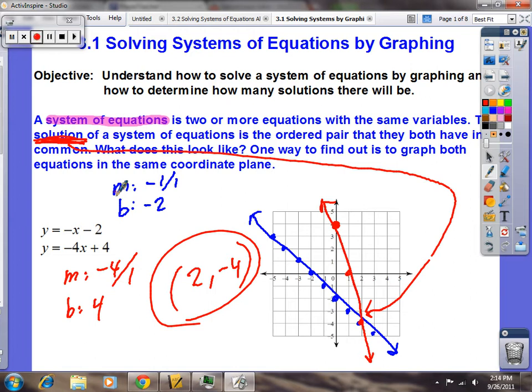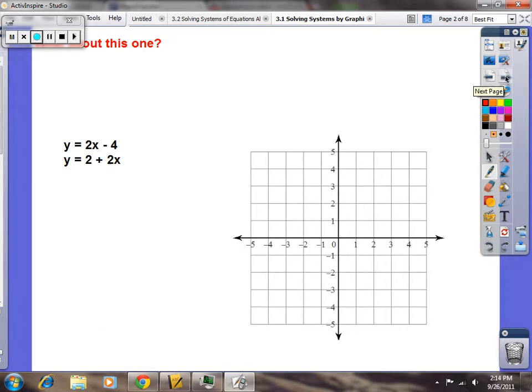So, Marcos, you see all these dots? Each line has an infinite number of dots. But if you graph them together, there's only one dot that they have in common. That's it. Does that make sense? It's where they cross. It's where they touch. Brandon, you alright with that? Okay, try this one right here. What if they don't cross? That's a good question. Try this one right here.